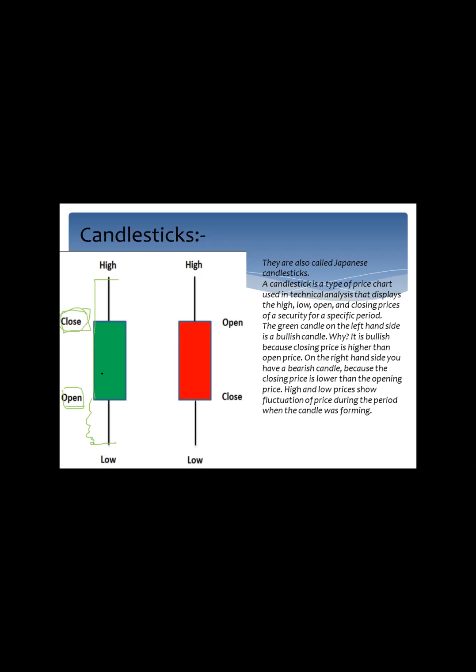If it had closed at this point, suppose, then also this is a bullish candle for me because its closing is higher than its opening. But if it had closed at this point, then it would have become a bearish candle because its closing is below its opening, just like here. Same candlestick, same high and low, just the open and close are different.